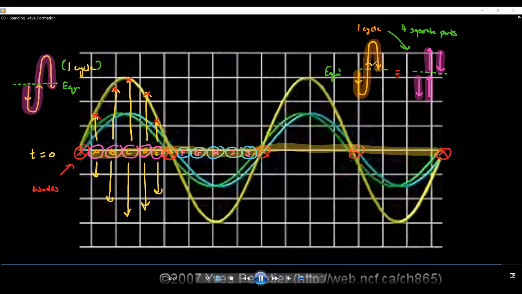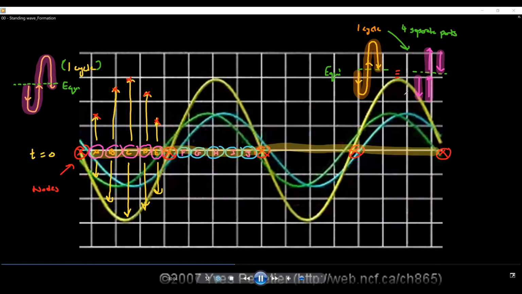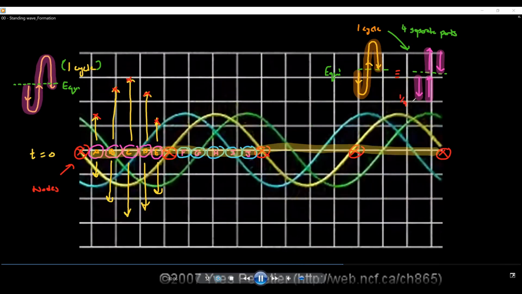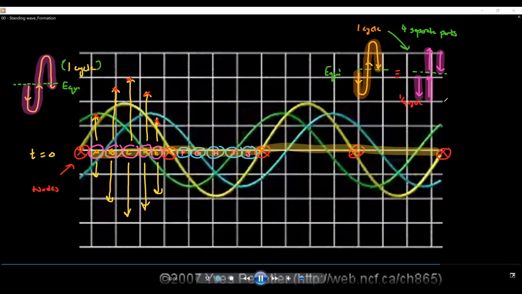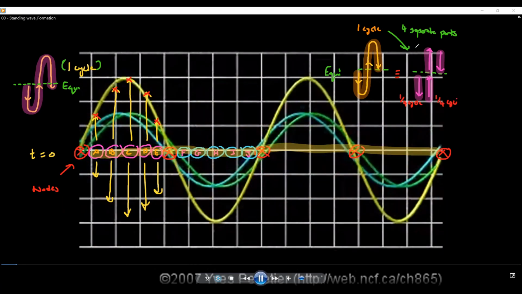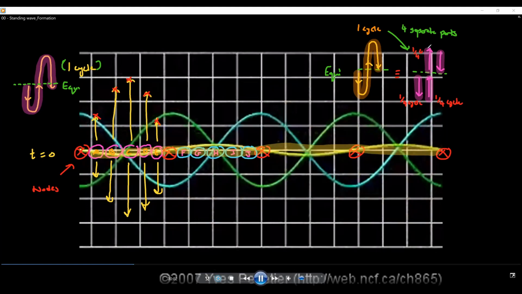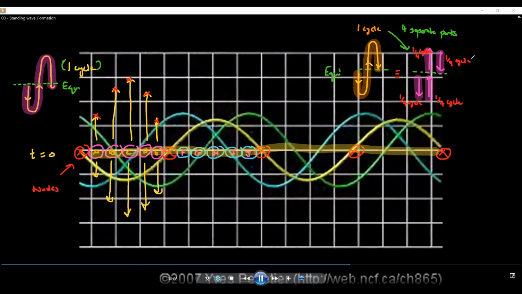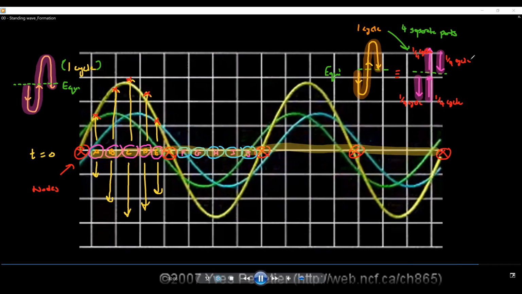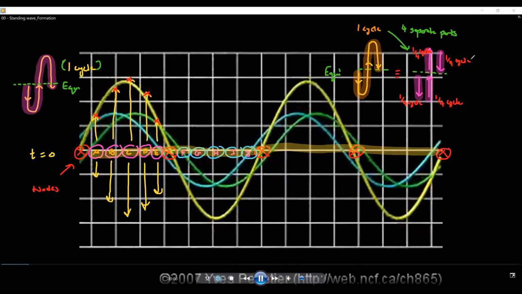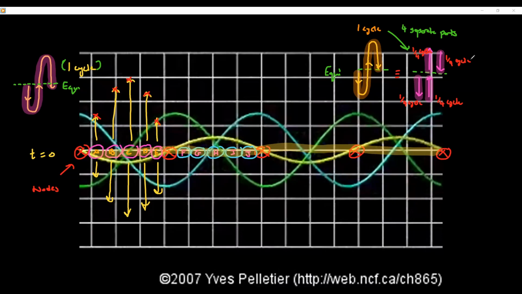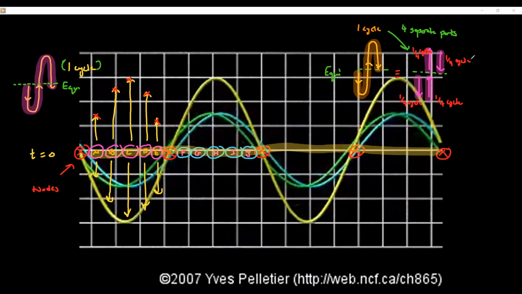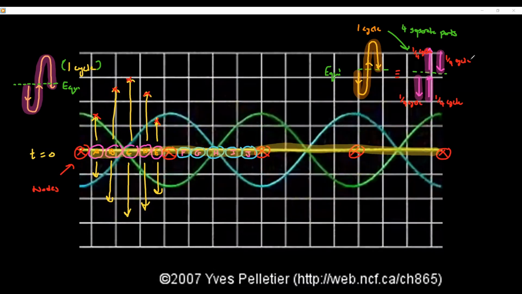So each of these parts here is actually a quarter of a cycle. This one is a quarter cycle. This one is a quarter cycle. This one is a quarter cycle. And so would this one be a quarter cycle. So just now your question mentioned that you want to draw the new position of the string after a quarter of a cycle.